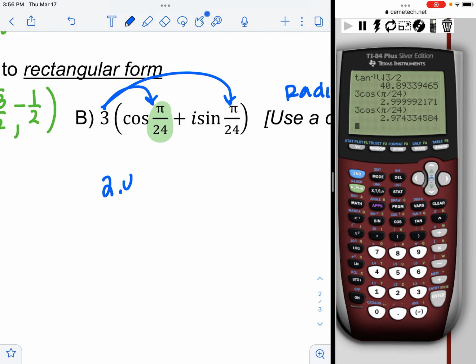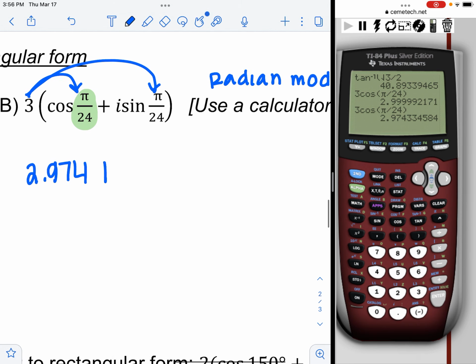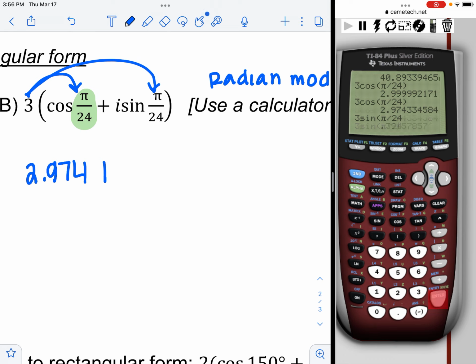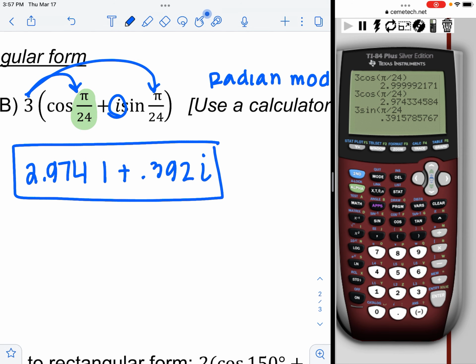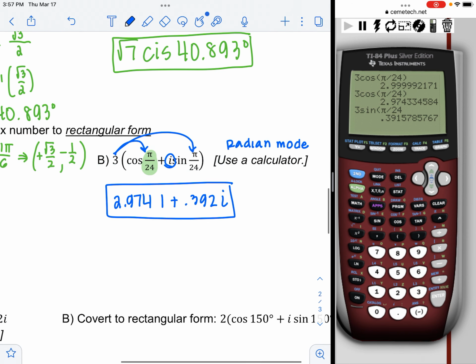So I get 2.974 plus, oh, it might be minus, hold on. And then I'm going to do 3 times sine of pi divided by 24. And I get plus 0.392 I. Don't forget about the I right here. And there it is in rectangular form. So I just distributed.